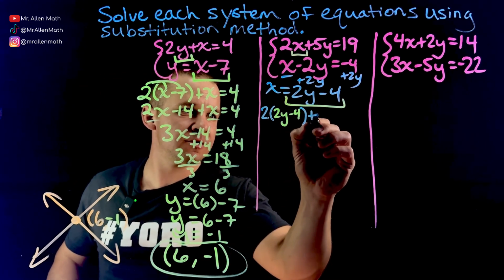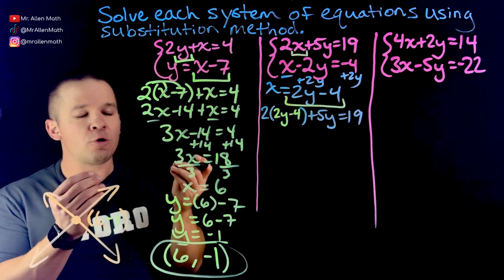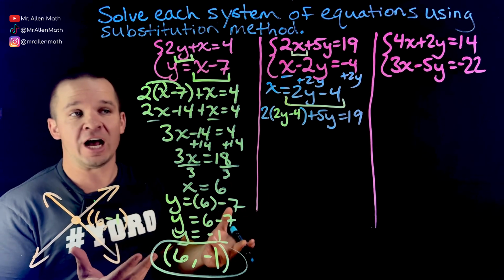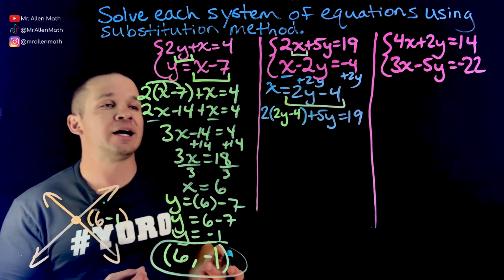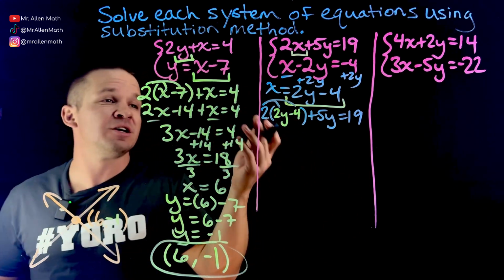Close it, plus 5y equals 19. And look at that. We have an equation here with just one variable, which I can solve using all my fun algebra skills that I know and love, right? Solving a linear equation at this point. Boom, boom, a single variable equation.